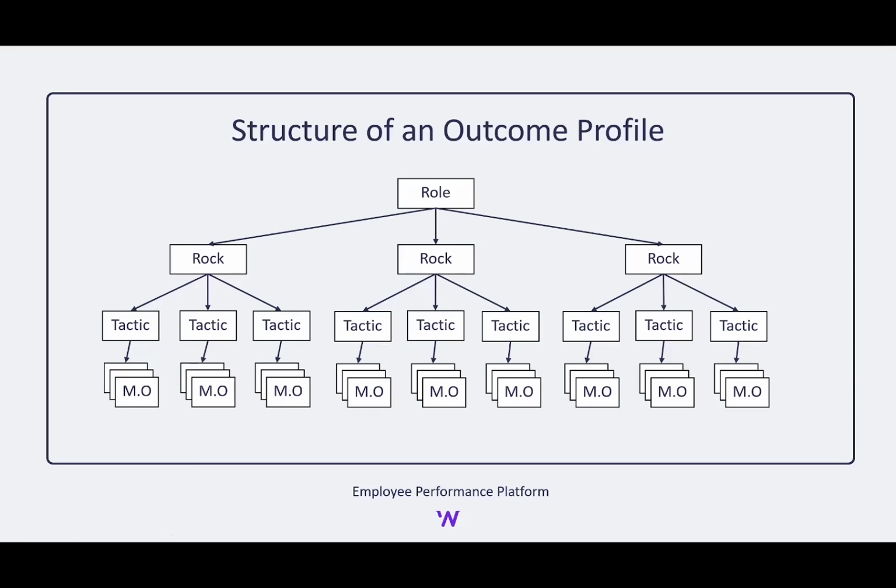An outcome profile is made up of 3 layers: rocks, tactics, and measurable outcomes. Each role should have 3 rocks, each rock should have 3 tactics, and each tactic should have 3 measurable outcomes. Further, a role can also include some role characteristics which help to round out the profile. Today, we will walk through the creation of these items as well as the outcome profile report, which combines all of this information in a unified view.